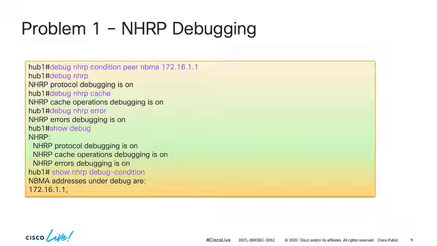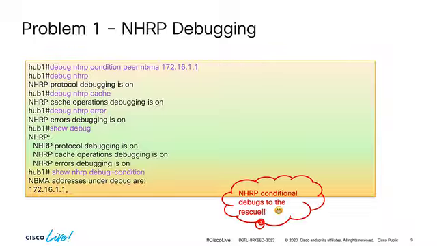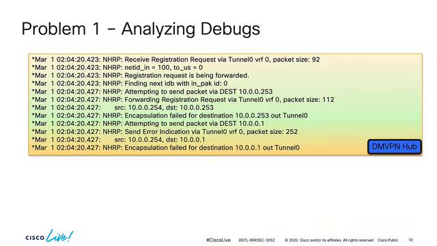And instead of turning on individual NHRP debugs, you can also use debug dmvpn detail all nhrp. Again, use conditional debugs. That is very, very important. And make sure that after you turn on the debugs, you ensure that the conditional debug is turned on using the command show nhrp debug condition.